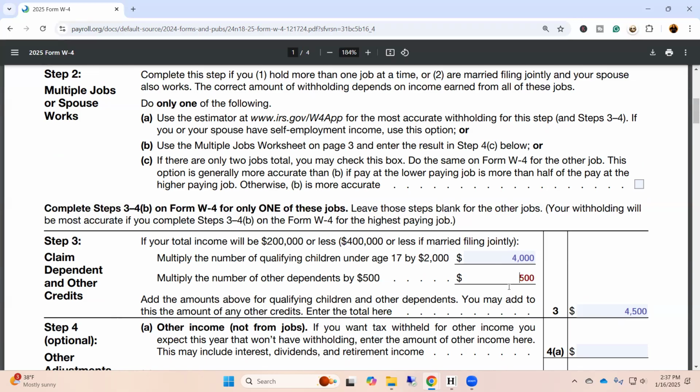So any dependent that's over the age of 16 only qualifies for a $500 credit, not a $2,000 credit. So that's a $1,500 difference. All right. So if you have children that will be turning 17 this year, it doesn't even matter if their birthday is December 31st and they were 16 the majority of the year. When you go to file your taxes in 2026, they're going to only be eligible for a $500 credit. Okay.